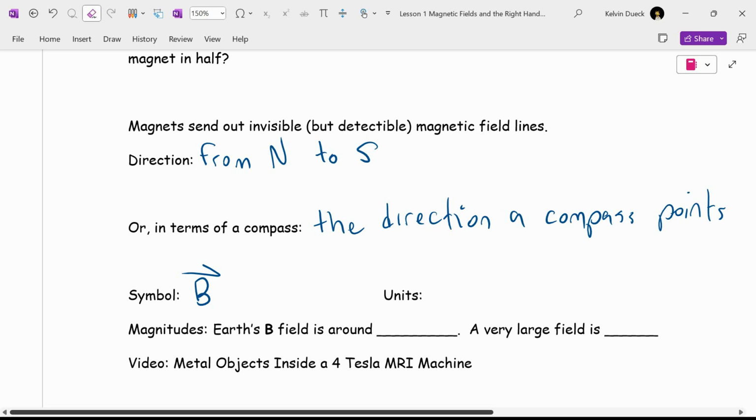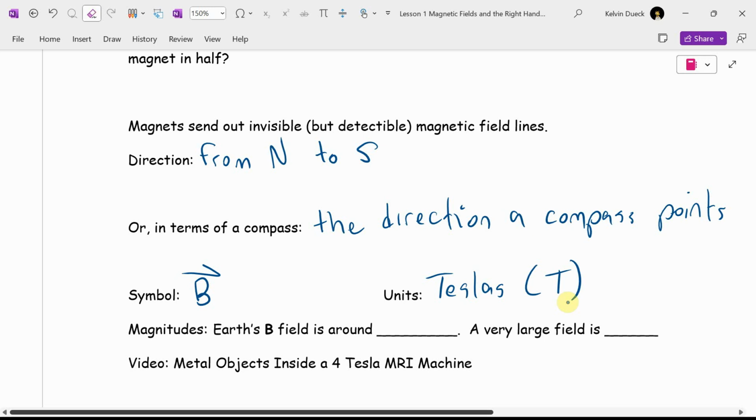And hey, you know what? You get to learn a brand new unit today. Magnetic fields are measured in Teslas. Symbol, capital T. There is another magnetic field measurement, Gauss, and that's used in a different application. So if you do a Google search, what are the SI units for magnetic fields? You'll see probably both Tesla and Gauss, but we're going to use Teslas.